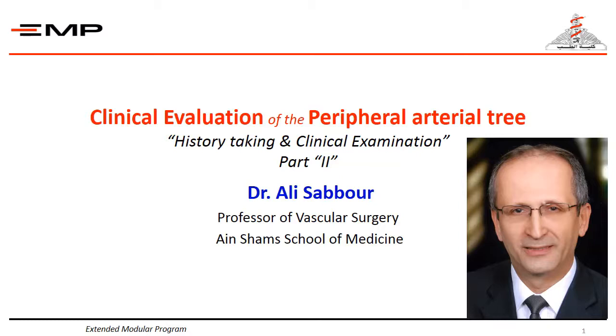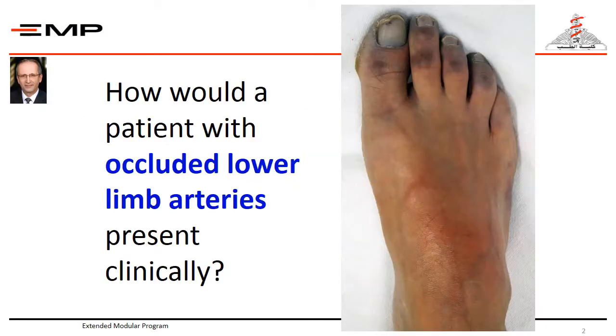This is part 2 of clinical evaluation of the peripheral arterial tree. This introduction will help you to be actively engaged in your next clinical ward session. In part 2 of this presentation, we will explain the different clinical presentations of a patient with chronic lower limb ischemia due to gradual occlusion of his arterial tree.